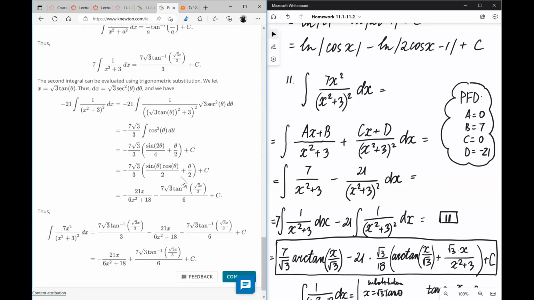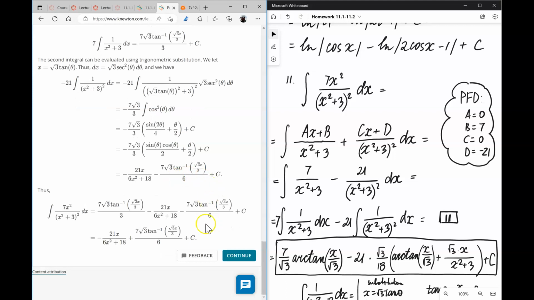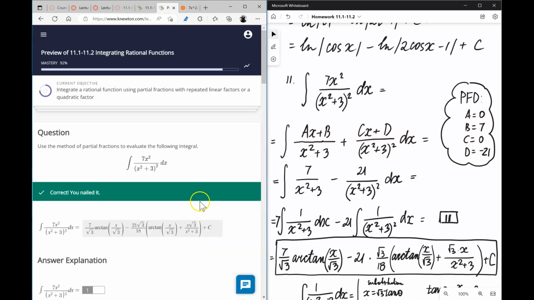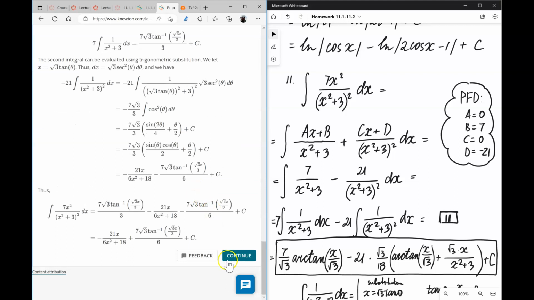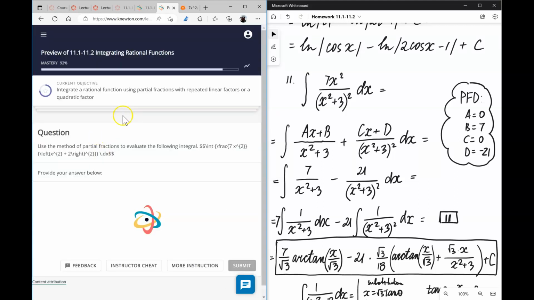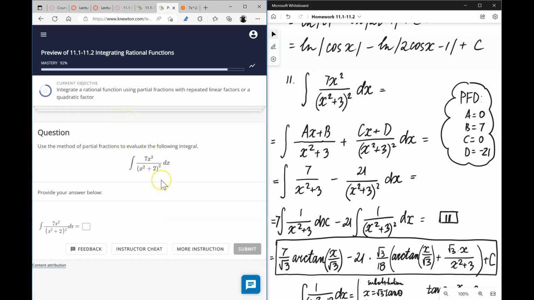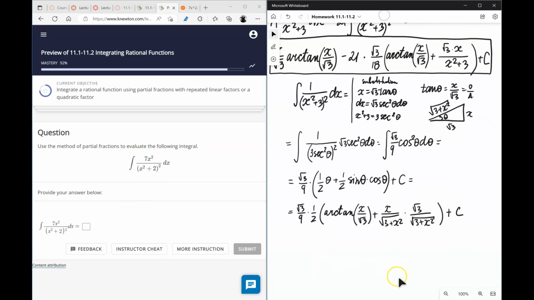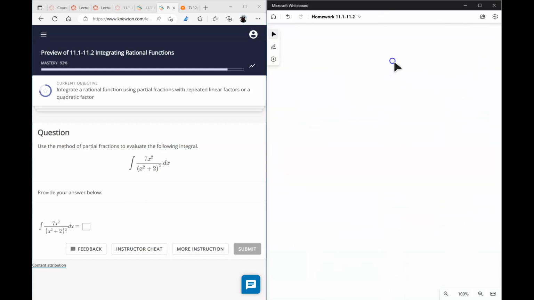Let's see. The answer is so simple that it leads me to think that there is a better way. And let's see, hopefully the next problem is similar so I can show you the better way. Let's see if the other way works here as well. So this was problem number 11. This is problem number 12.